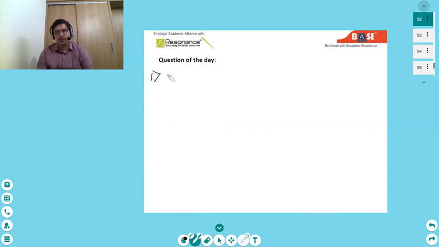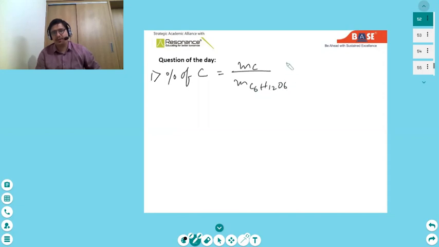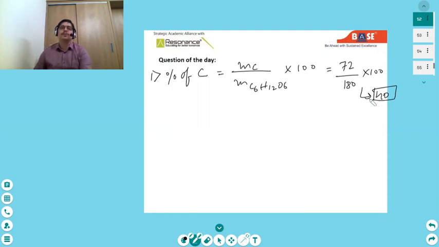So first question was, you need to find out the percentage of carbon in glucose. So percentage of carbon in glucose, the formula was mass of the carbon by the total mass of glucose, that is C6H12O6, into 100. So this formula we know. So mass is 72 and total mass is 180, into 100. So when you calculate this, you get around 40 as the answer. So this is the percentage of carbon which is present in glucose.